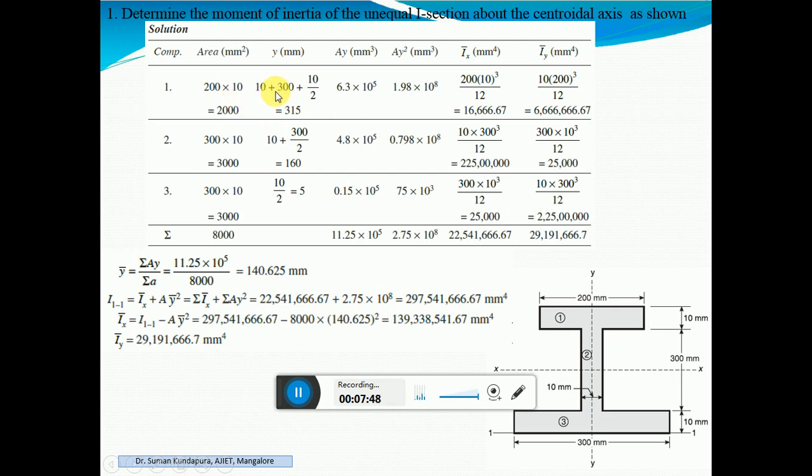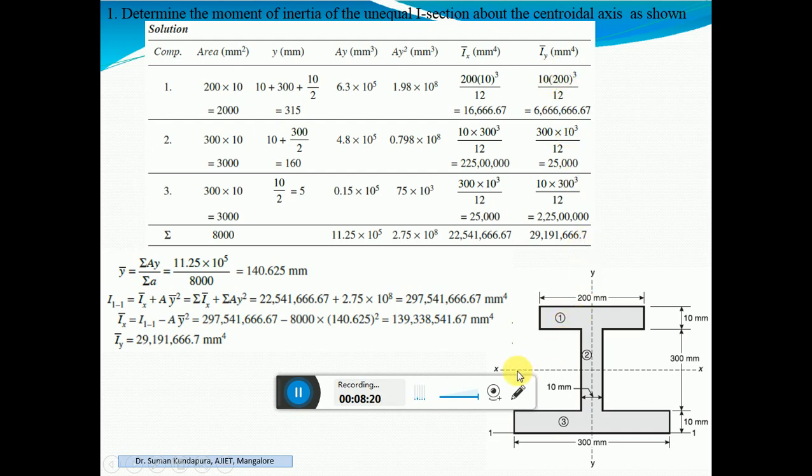Now, the x column is missing here. Why is the x column missing here? Because the figure is symmetrical about the y axis, so there is no question of an x distance here. That is why this is missing. Correct? In this figure, the moment of inertia about the y bar axis can be found directly by using the formula Iy bar, that is db cube by 12.